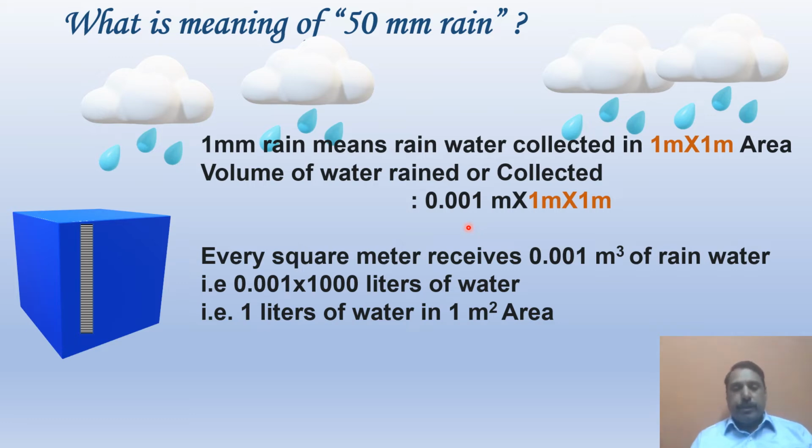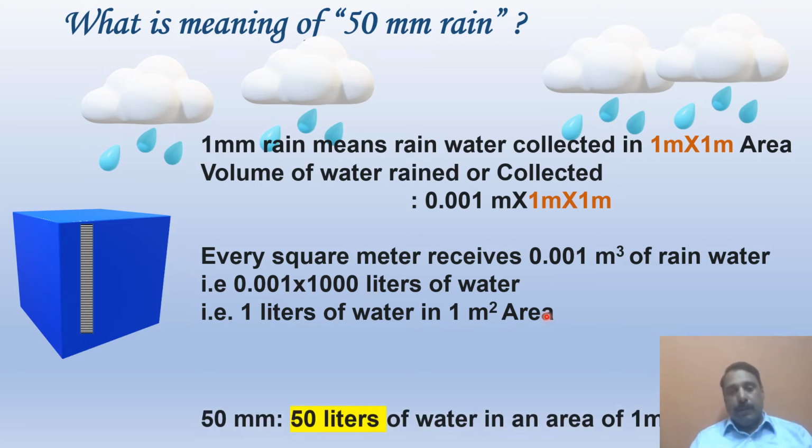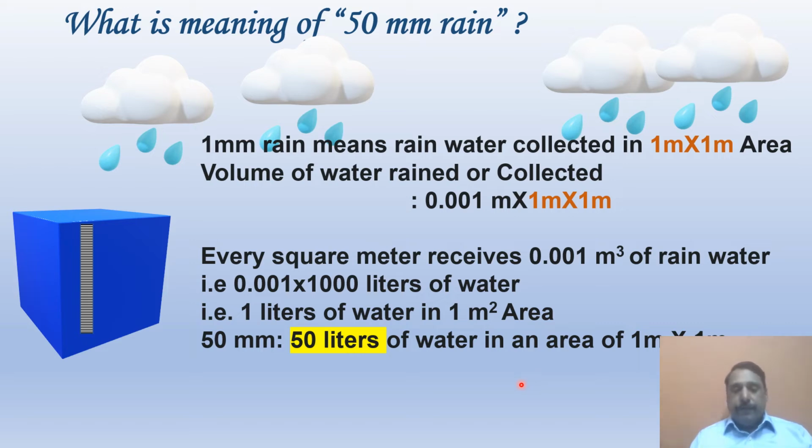Now, when you say 0.001 meter cube, how many liters does it mean? Let us try to find it out so that we have a clear idea what amount of water we are talking about. To convert this meter cube into liters, we will have to multiply it by 1000. So if we multiply it by 1000, then it would become 1 liter of water, and this amount of water is collected in 1 meter square area, and that means 1 millimeter of rainfall. Now, if 50 millimeter rainfall is there, then it would obviously mean 50 liters of water in the area 1 meter square. Let us try to understand the deeper meaning of it.